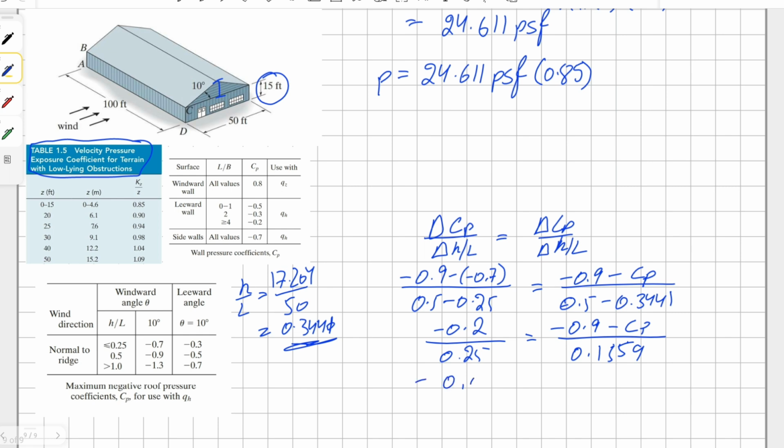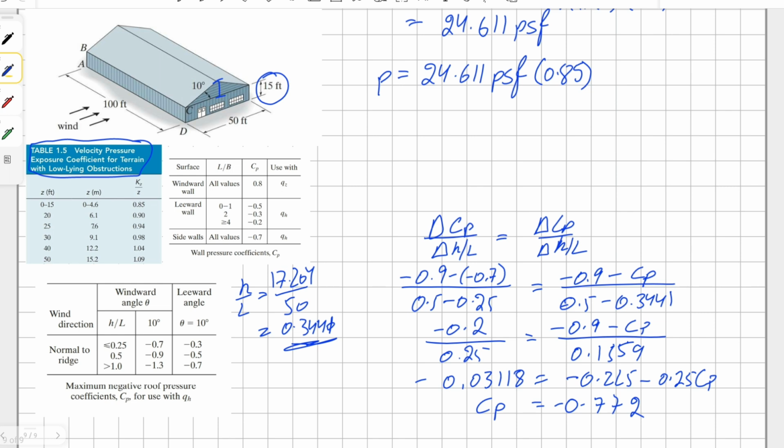Now we can do our cross multiplication. This becomes 0.03118 equals 0.9 times 0.25, negative 0.225, take away 0.25 times the roof pressure coefficient. Solving this, we should be able to get some sort of good answer. Divided by 0.25, and we get negative 0.7752.